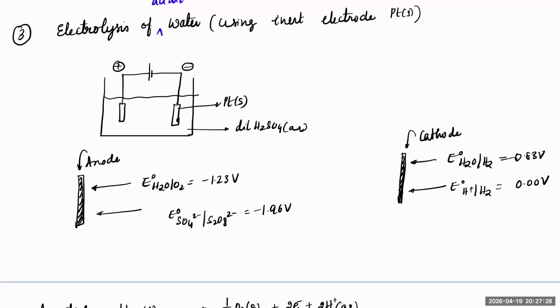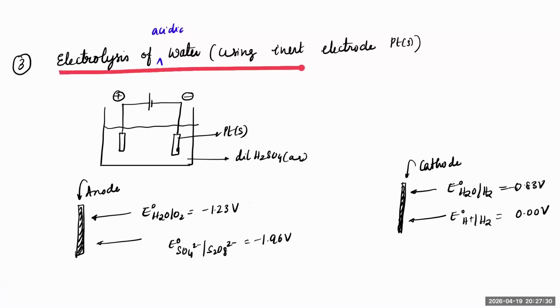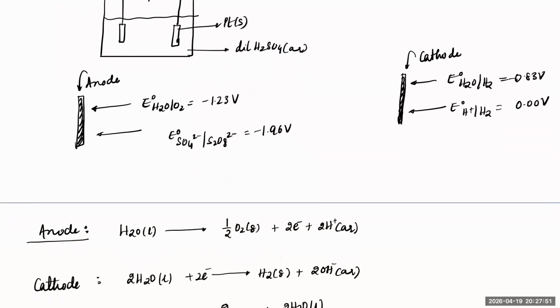Now let's see. If you have electrolysis of very dilute acidic water, and we have to use only platinum electrodes for this. So if I take a very dilute H2SO4, correct? In that case, what is happening at anode?